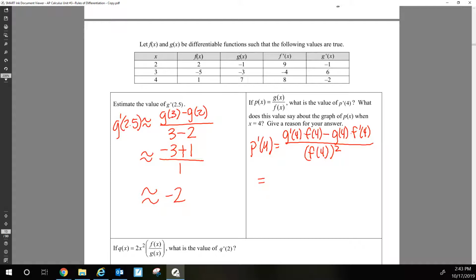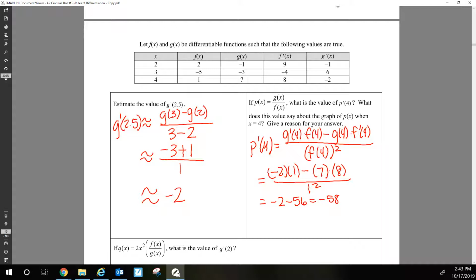The derivative of g at 4 is negative 2, times f of 4, which is 1, minus g of 4, which is 7, times the derivative of f at 4, which is 8, all over f of 4, which is 1, squared. So this is negative 2 times 1, which is negative 2. Negative 7 times 8 is negative 56. So we're at negative 58.